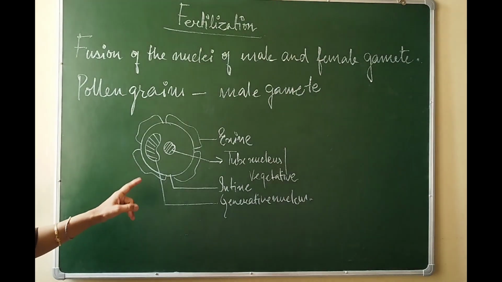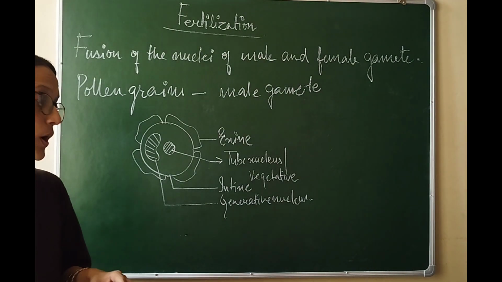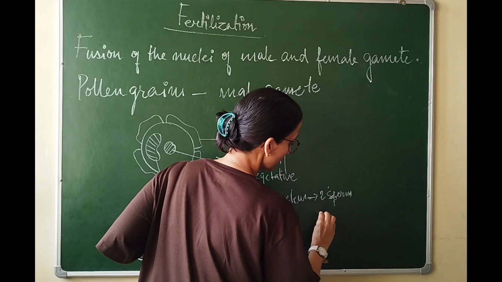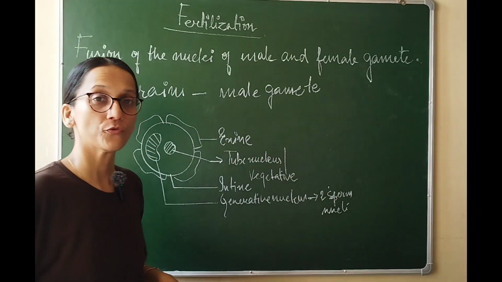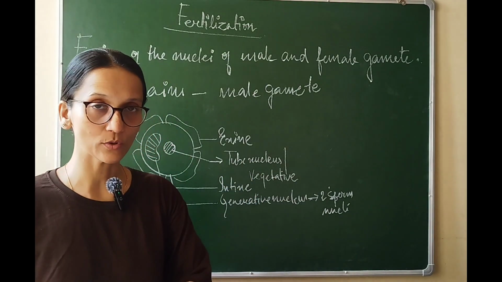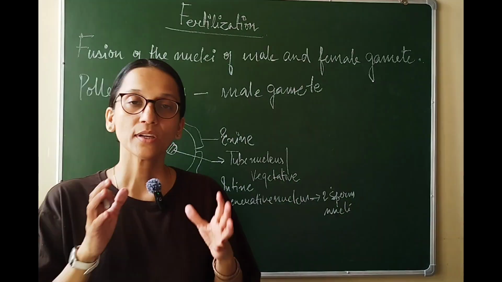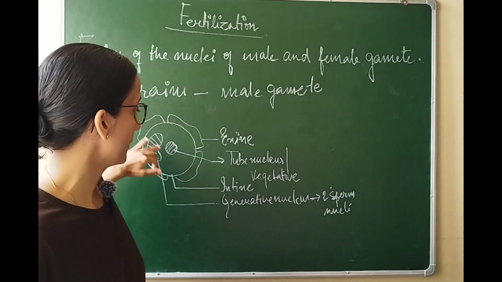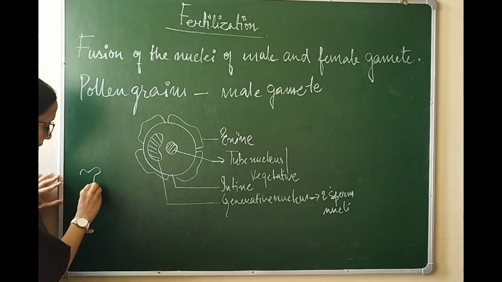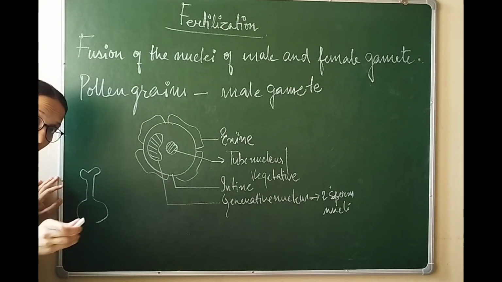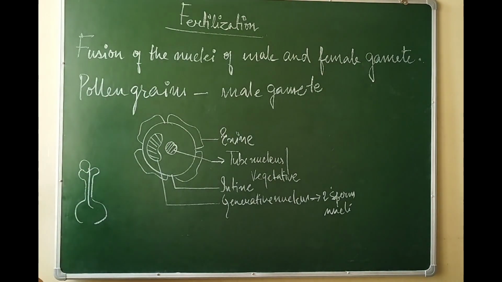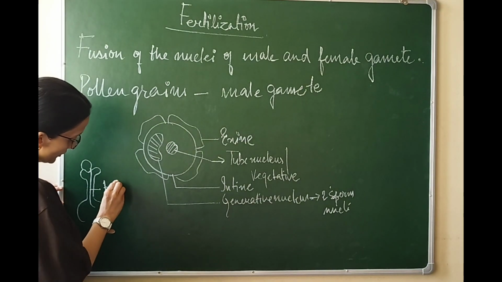How? Because this will divide to give rise to two sperm nuclei. So from one generative nucleus, remember this, there are two sperm nuclei or two male gametes produced. Now let us understand why the outer layer of pollen grain is discontinuous. Because when this pollen grain settles on the stigma of a flower of the same species, then this pollen grain gives out a tube-like structure which is known as pollen tube.